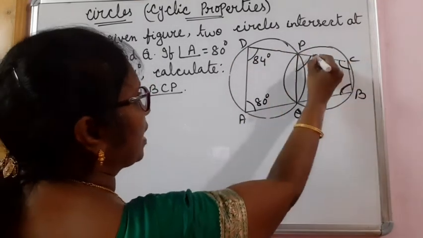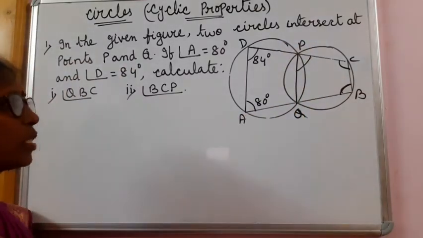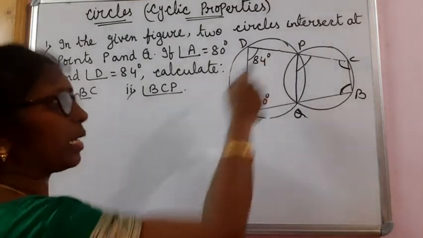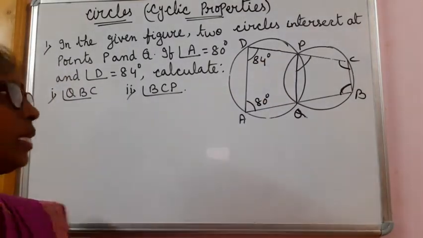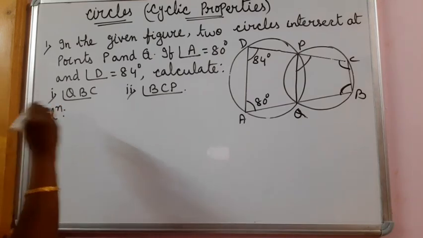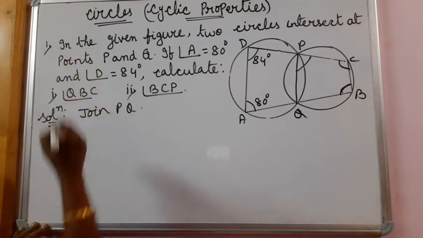Angle QPC is the exterior angle. For this angle, the interior opposite angle is angle DAQ. So they are equal because you have learned the theorem. So let us have the solution. First is join PQ.